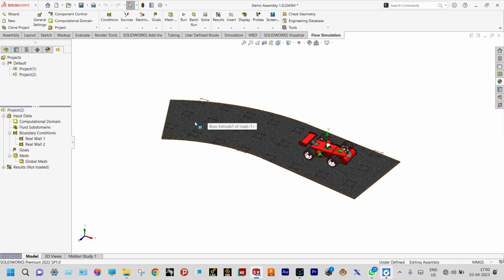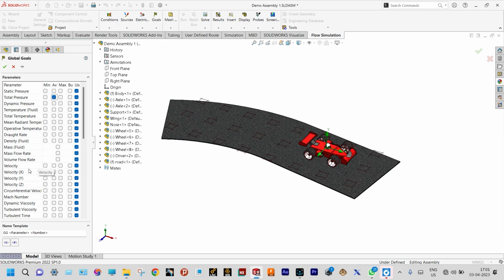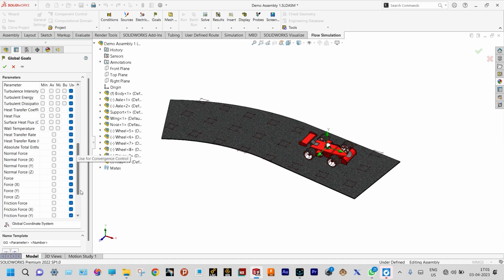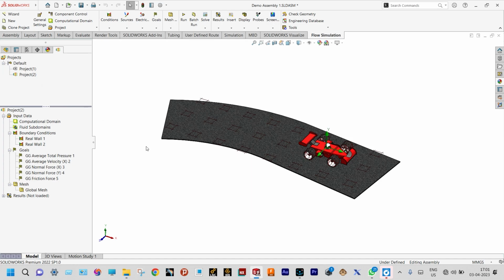Now we need to select some goals. So insert goals. It will be global goals, and excluding global goals, we can find some kind of surface goals also. Let us consider some global goals like average total pressure, average velocity, and excluding that, normal force in the x direction, normal force in the y direction. At the same time, we can find other things like frictional forces also, average frictional force. These are the different goals we are trying to find out, right? So green check. These are the global goals.